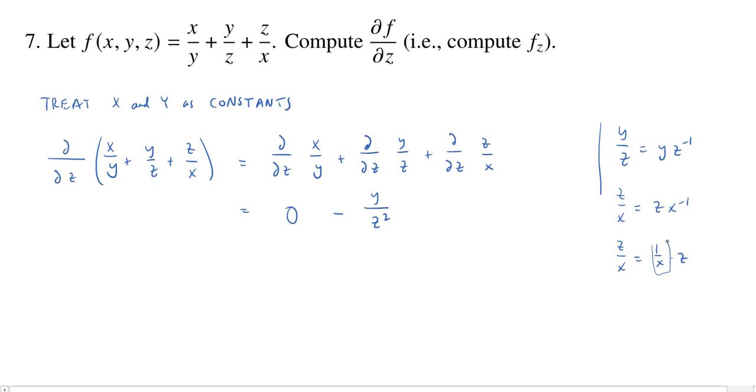And you say, oh, look, I just have a constant times z, and the derivative of z is 1. And so I'm just going to be left with the constant. And there we go. There's our partial derivative.